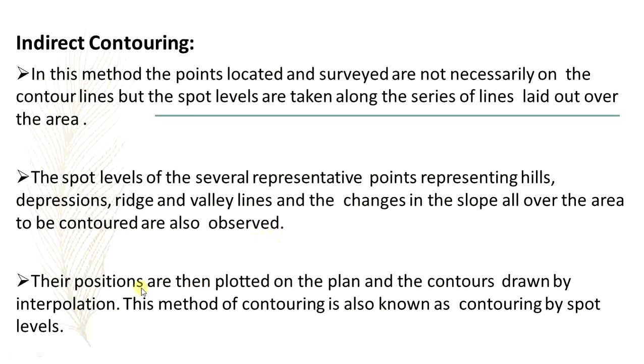Their positions are then plotted on the plan, and the contours are drawn by interpolation. After the observation, the positions are plotted on the sheet, and then the contours are drawn by the interpolation method. This method of contouring is known as contouring by spot levels.